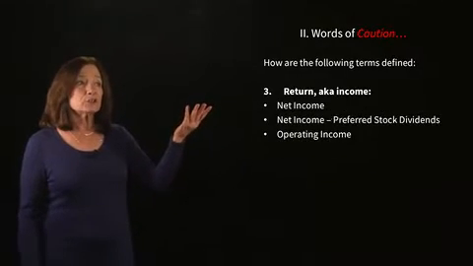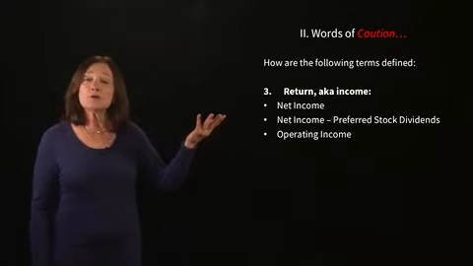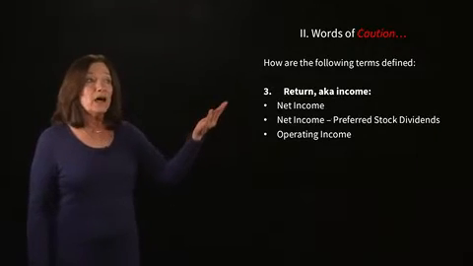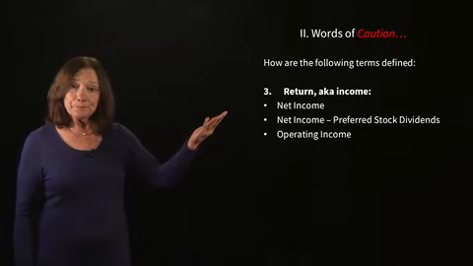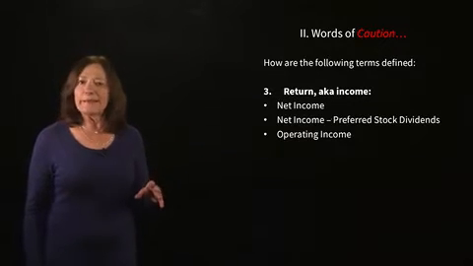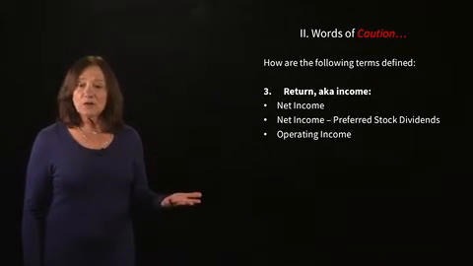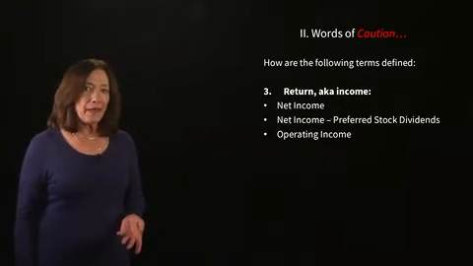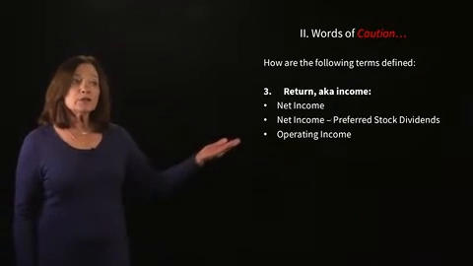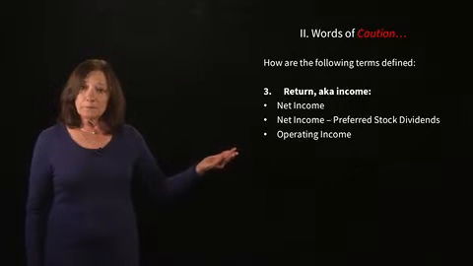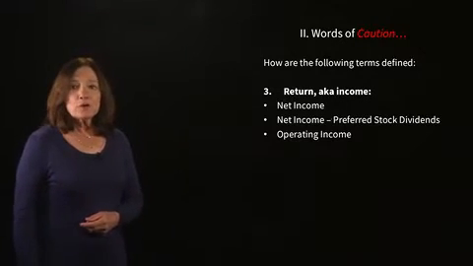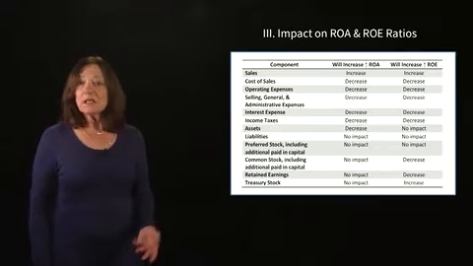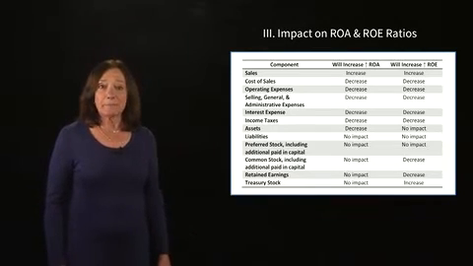Next, we have the return. So that's also called our income. Now, we can use net income. We can adjust net income to take out the impact of any preferred cash dividends that we might be paying, or we can use operating income. So it's important to understand what the definition is.